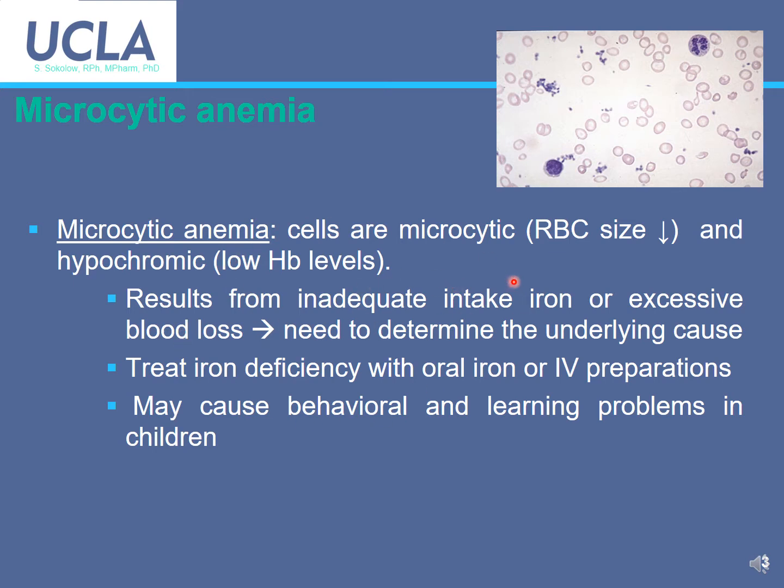So what are the causes of microcytic anemia? It results from inadequate intake of iron or excessive blood loss. So it's important to determine the underlying cause in order to treat the anemia. And the treatment is to give oral iron supplement, or for those who cannot tolerate the oral iron supplement or are really low in red blood cell count or hemoglobin level, they need to have IV preparation. The consequence of microcytic anemia can cause behavioral and learning problems, especially in children.